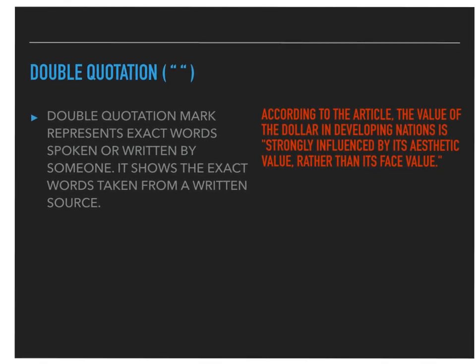As you can see here, double quotation marks represent exact words spoken or written by someone. It shows the exact words taken from a written source. I give you an example here. According to the article, the value of the dollar in developing nations is strongly influenced by its aesthetic value rather than its face value. What I want to say here is, that means this sentence is mentioned exactly in the article, the same way it is mentioned here. So, these are the exact words.